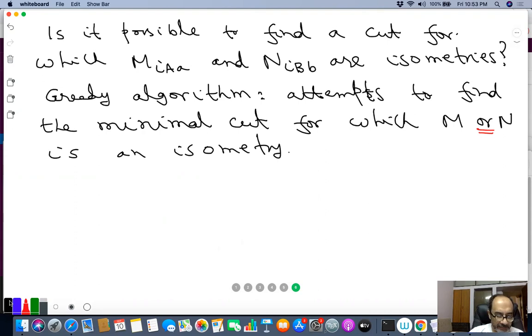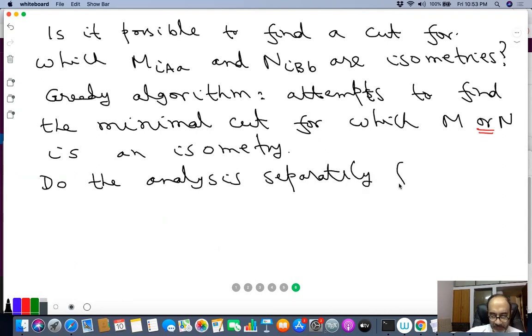Okay. So let's start with M. You have to basically do the analysis separately for P prime and Q prime. I'll explain what this means. M will refer to P prime and N will refer to Q prime.